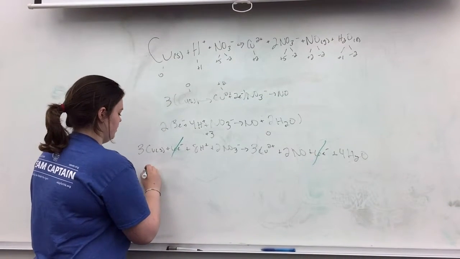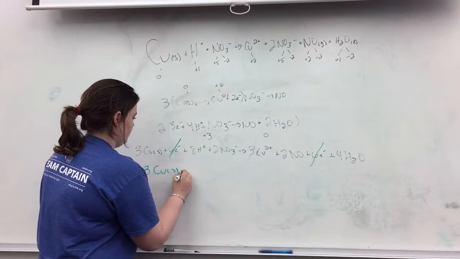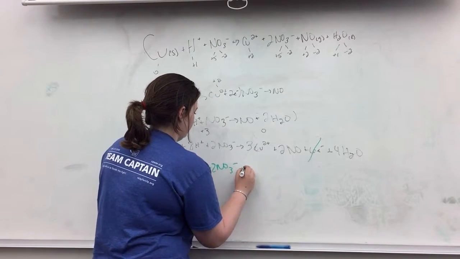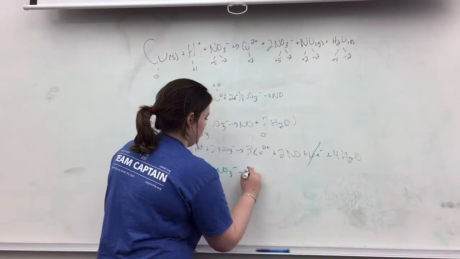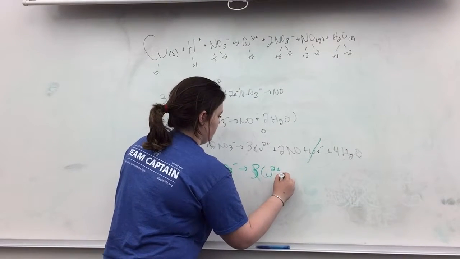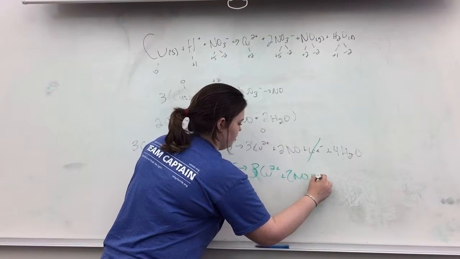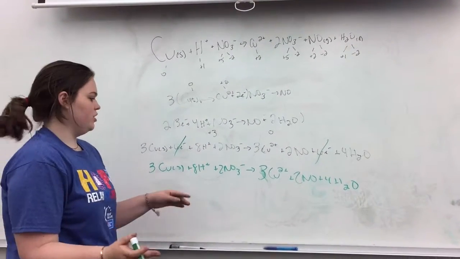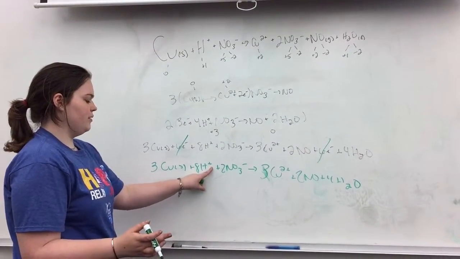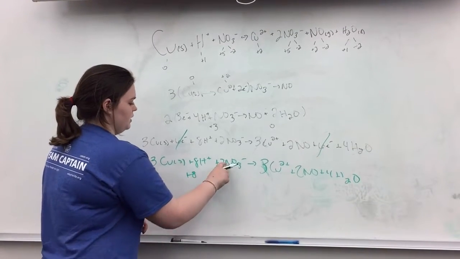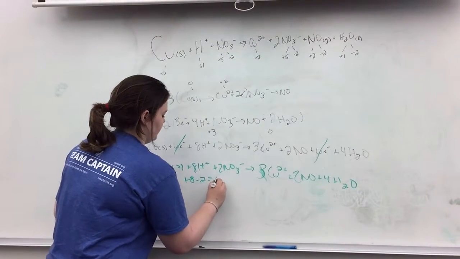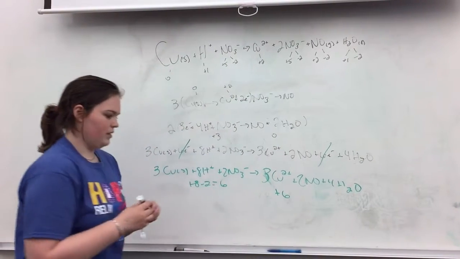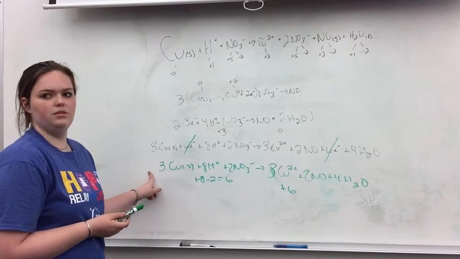So your final equation is 3Cu solid plus 8H+ plus 2NO3- yields 3Cu2+ plus 2NO plus 4H2O. And from here, I'm just going to add the charges quickly to make sure that they add up. So here we have plus 8 and minus 2, and that equals 6. And here we have plus 6, so they are balanced, and this would be your final reduction reaction.